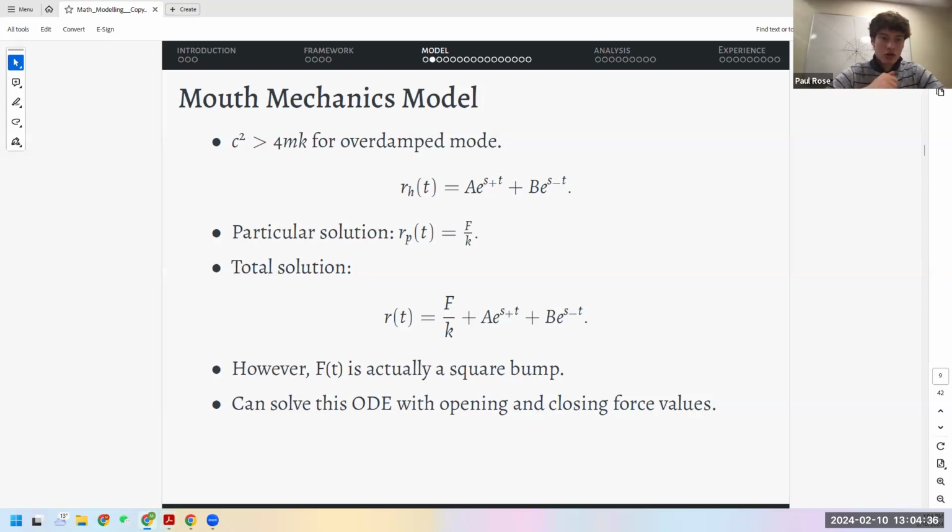And for constant driving force, the particular solution is given by F over K, and the total solution is the sum of both of these solutions. However, F cannot be a constant driving force as the mouth opens and closes. So we assumed F of t to be a square bump and solved the ODE for opening force F1 and closing force F2, which is negative.